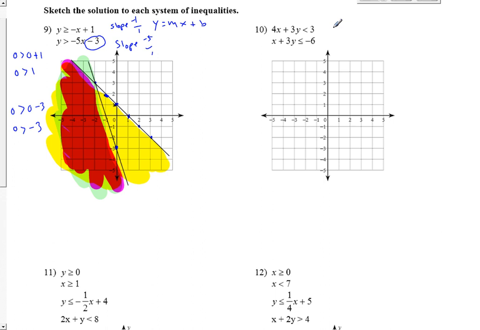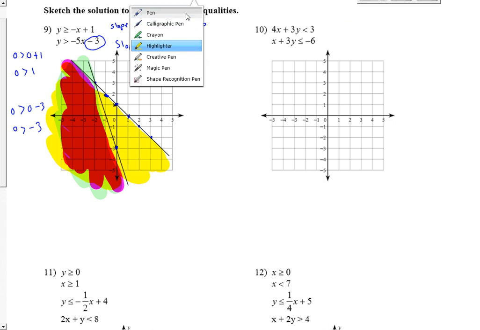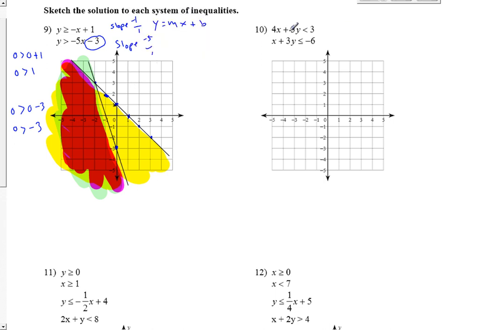For number 10, I'm going to have to put these equations into slope-intercept form. So I'm going to subtract the 4x. I'm going to get 3y is less than negative 4x plus 3. And then I divide by the 3. And I get y is less than negative 4 thirds x plus 1. So that will be the first equation to graph.